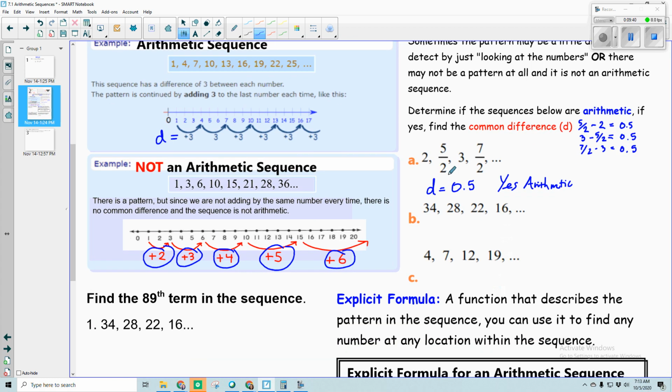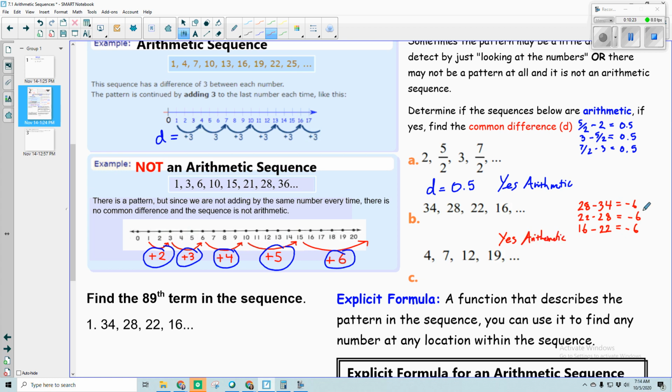Okay, 2 more examples. So here, testing out this pattern right now, I would take the second term and subtract the first term from it. So when I do 28 minus 34, I get -6. And then I'll do this process again. So 22 minus 28, what do I get there? Also a negative 6. And then let's try this one more time. So 16 minus 22. And again, I get negative 6. Okay, so this one, yes, it's arithmetic.